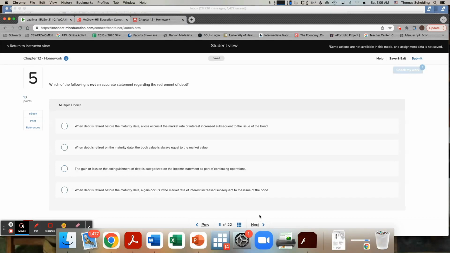Which of the following is not an accurate statement regarding the retirement of debt? Okay, so when debt is retired before the maturity date, a loss occurs if market rate increased. That is not true. The gain or loss is categorized in the income statement.